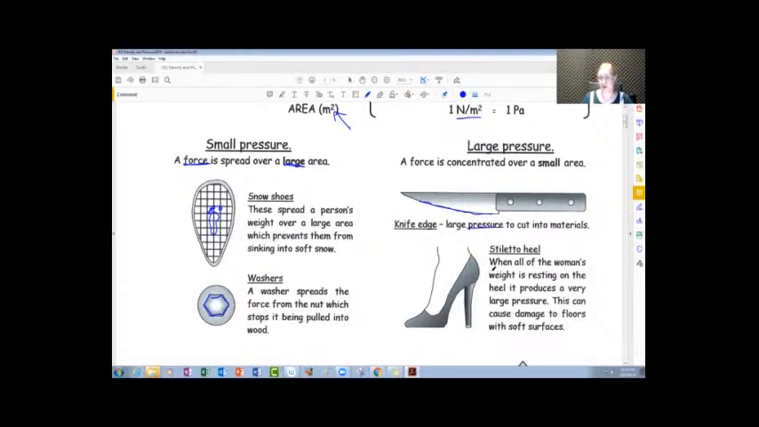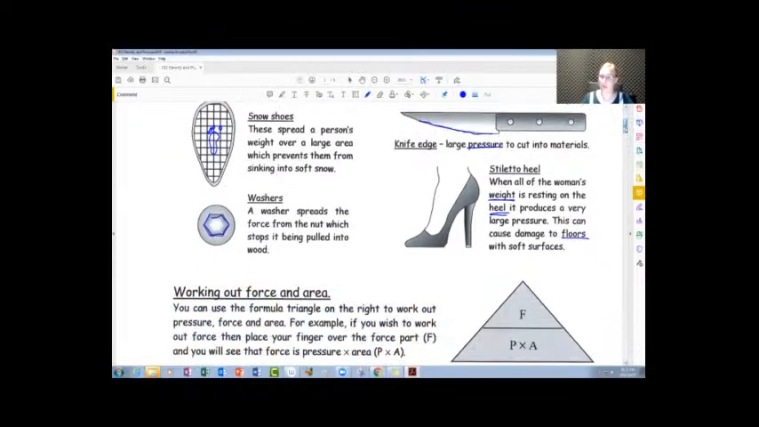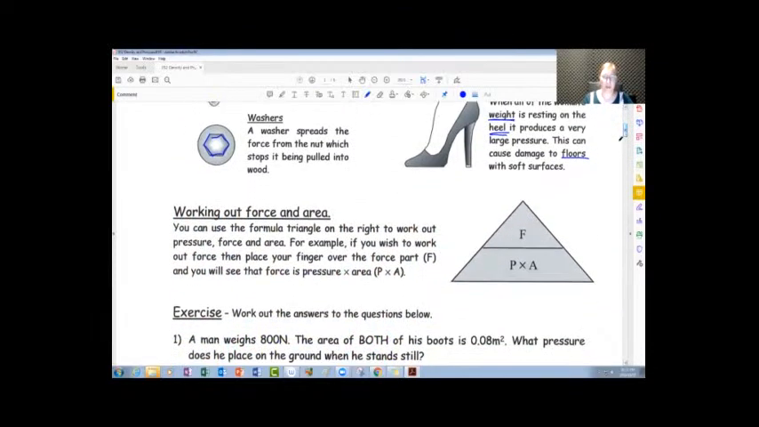This is also why wearing high heels is very bad for your health, because all of your weight, all of the force that is pulling you down to the earth, is resting on your heel. This does quite a lot of damage to your ankles specifically, and also to floors and things with soft surfaces. This is how you can literally sink into muddy soil or something.